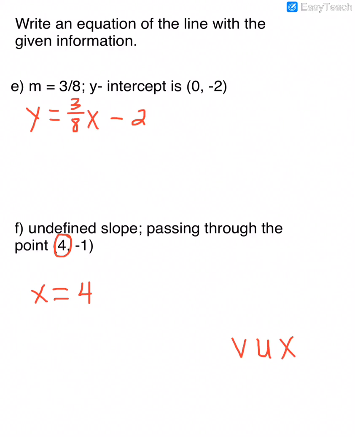Just to expand on this a little, if they had instead said that I had a slope of 0, passing through this point, then my equation would be y equals what the y is. y equals -1. Let's try just a couple more of those. Alright, so we're using HOY-VUX.